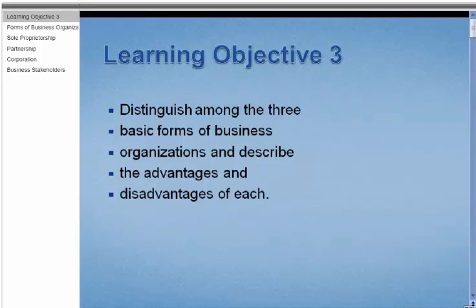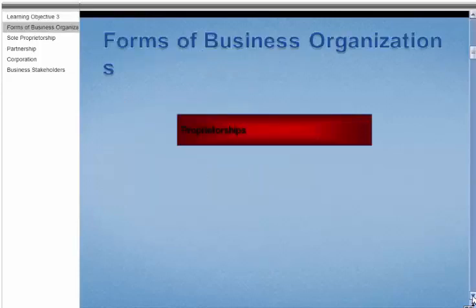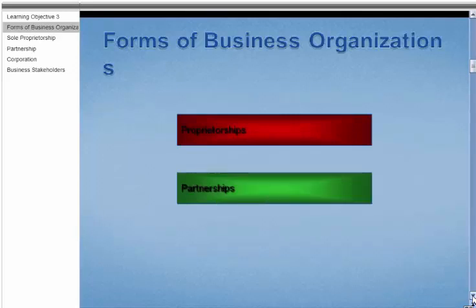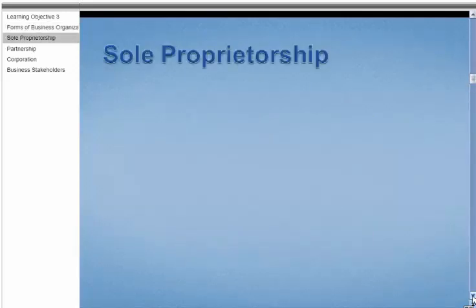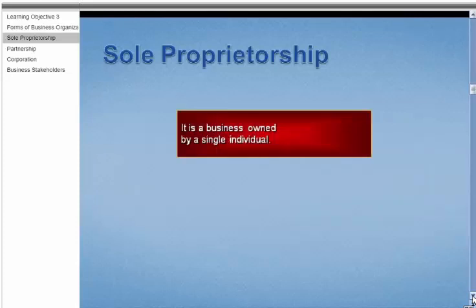Hi everyone. Let's spend a few moments distinguishing among the three basic forms of business organizations, and let's describe the advantages and disadvantages of each. Okay, first we have proprietorships, then we have partnerships, and we have corporations. Let's talk a little about sole proprietorships.